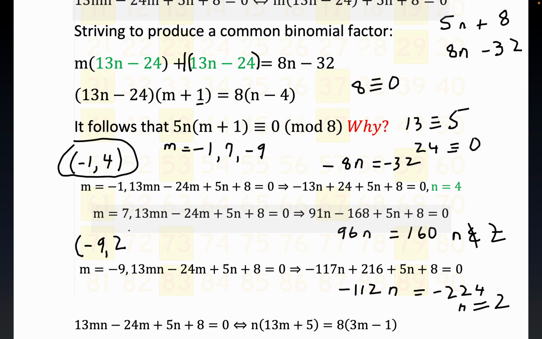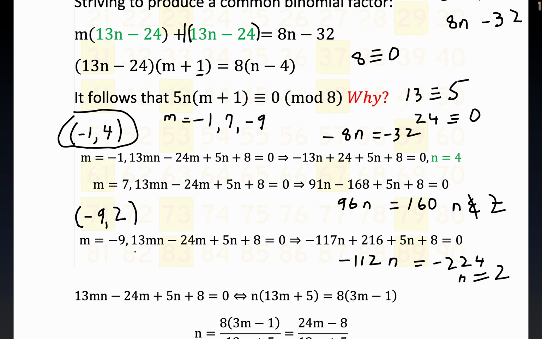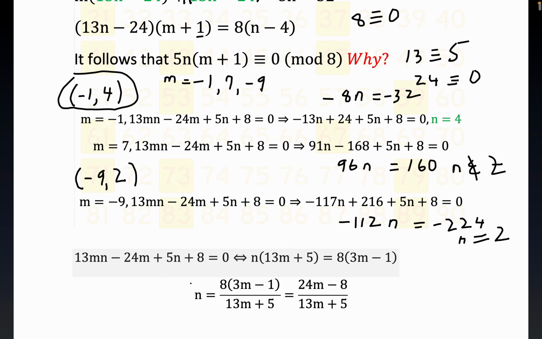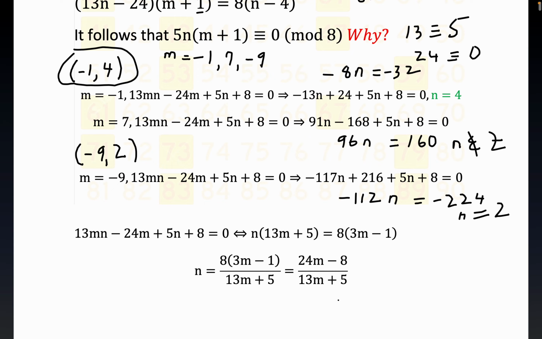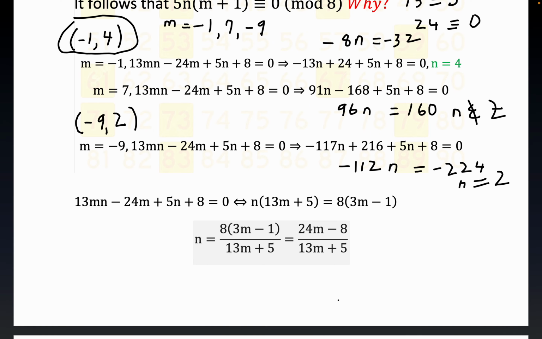Now, I tried a few others. Then it occurred to me to try this idea down here. You can actually solve for n, which is what I did right here. And I want to make an observation here that helps you out quite a bit. This is kind of a calculus concept, but we can use it discretely.